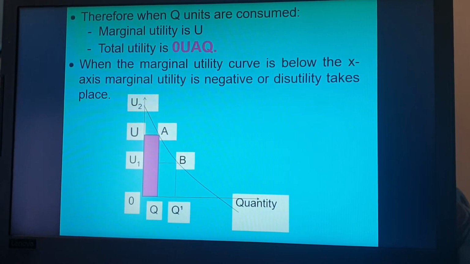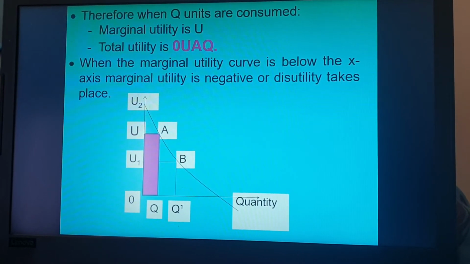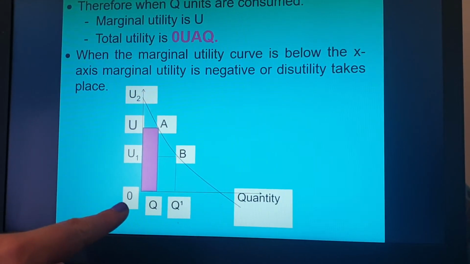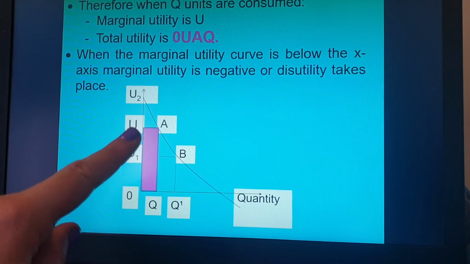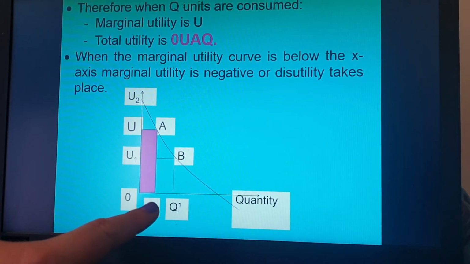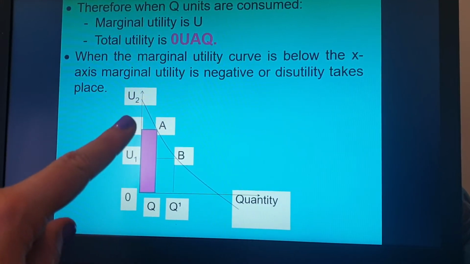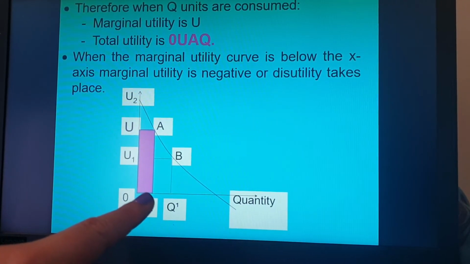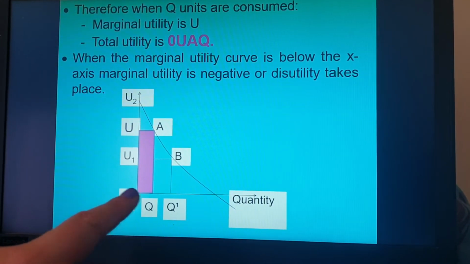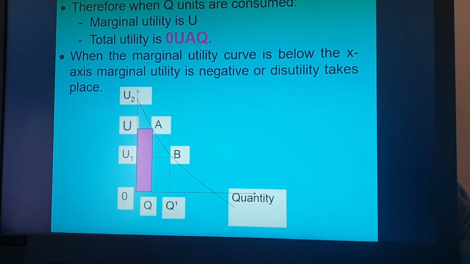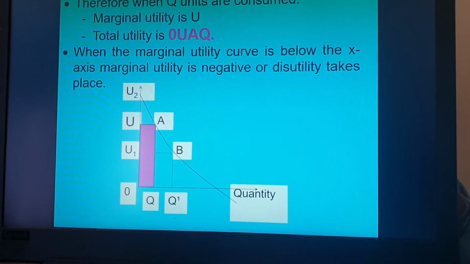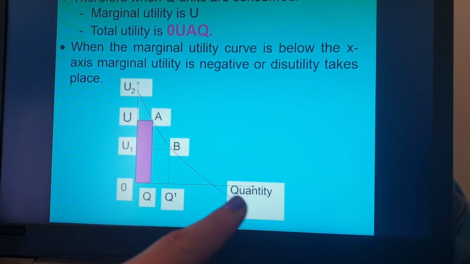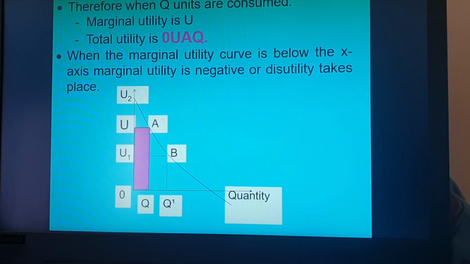Therefore, when Q units are consumed, marginal utility is U. Total utility is, here they tell me 0, U, A, and Q. Remember, we always work on the outer corners. 0, U, A, Q. Right, so that's my total utility. When the marginal utility curve is below the x-axis, marginal utility can still take place, but remember it's disutility. It's a negative utility that takes place there.